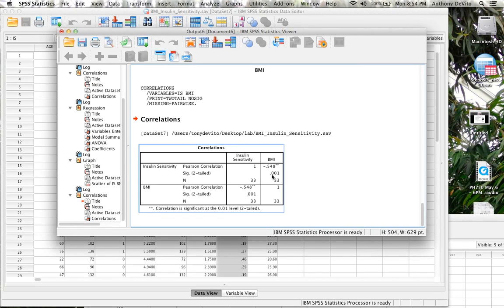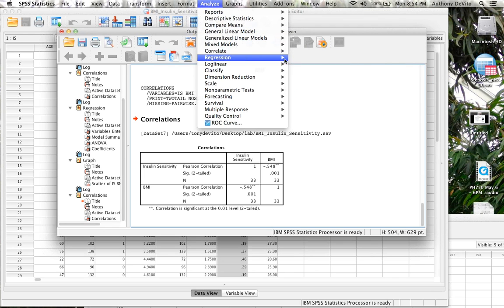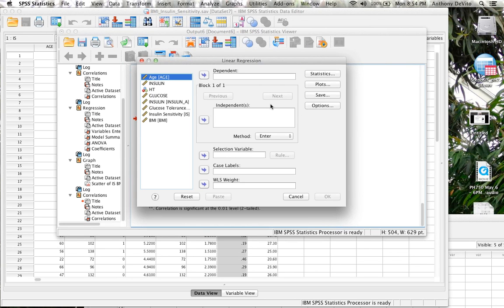So our correlation, it's significant, right? 0.001. They're not independent of one another. There is an association between BMI and insulin sensitivity, but it's not as strong a correlation as we saw before in the two previous data sets. But it's a decent association, right? Now I'm going to do a regression. Analyze, regression, linear. Looks pretty linear, right?